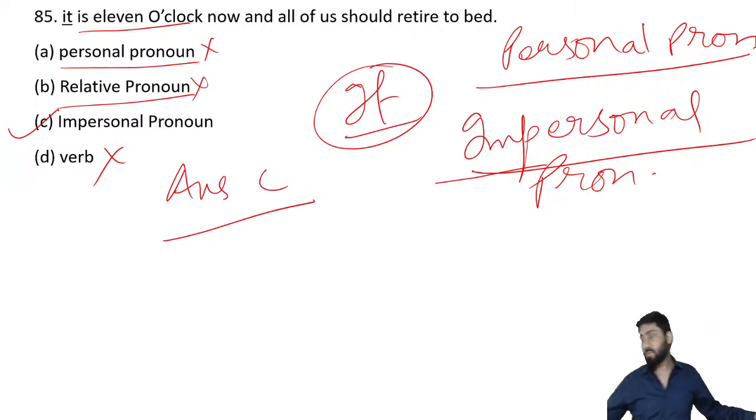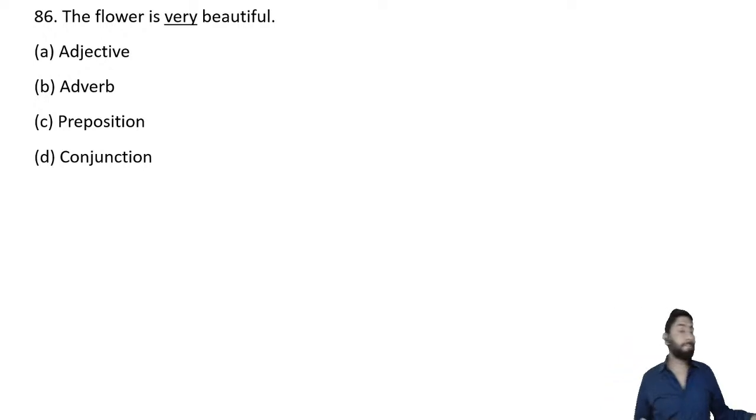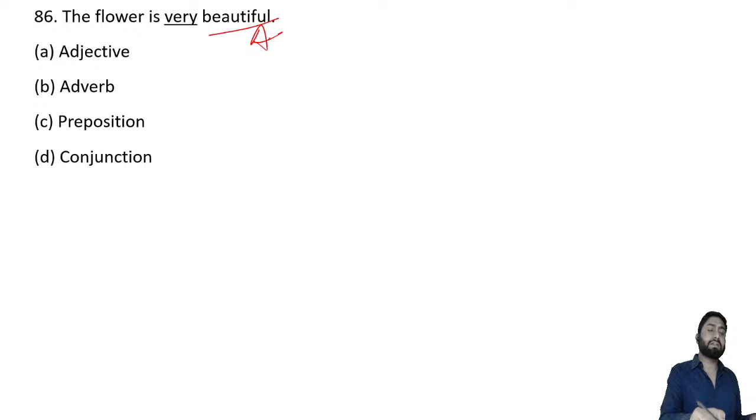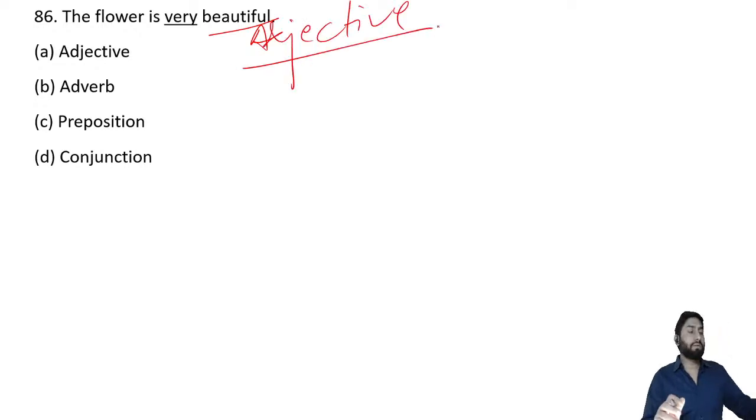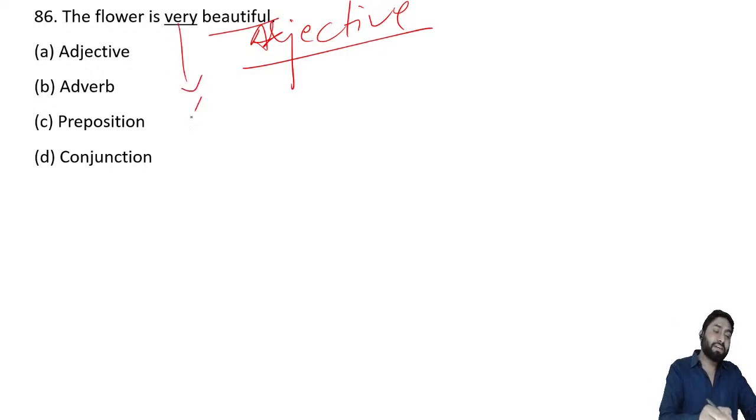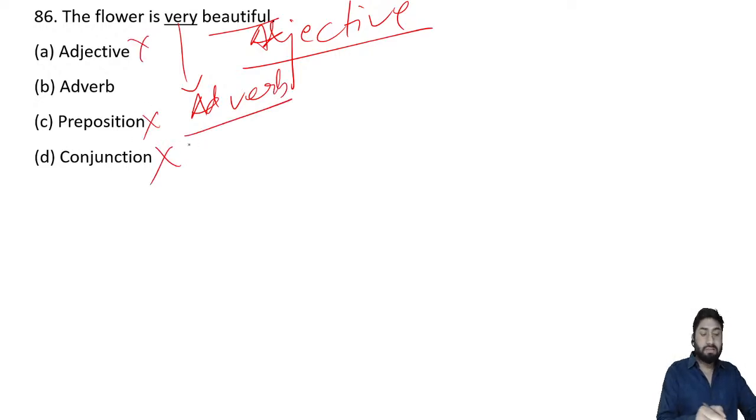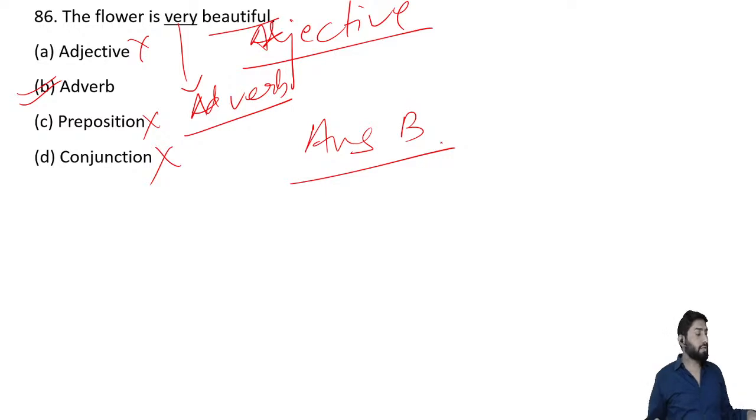So let's move to the next one. The flower is very beautiful, right? So हम सबको पता है beautiful is an adjective. We keep studying all those beautiful, wonderful, and so on, that's all adjective, right? An adjective को qualify करने वाला word is an adverb. We all know that. So adjective का तो कोई बात नहीं है, preposition ये हो नहीं सकता, conjunction ये है नहीं. So you're left with adverb. So the answer is B, right? So let's move to the next one, right?